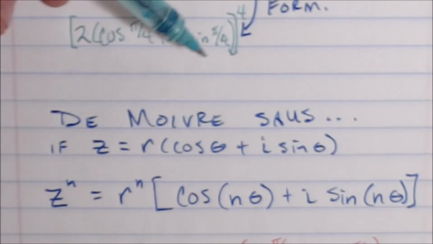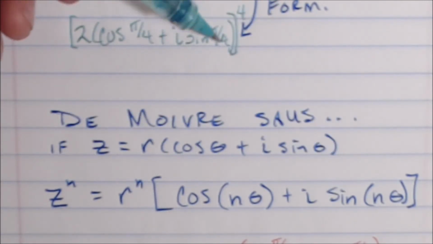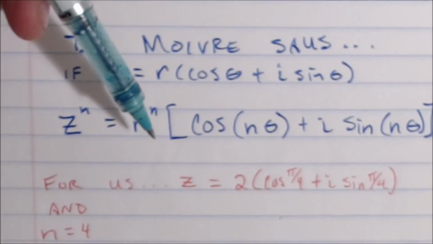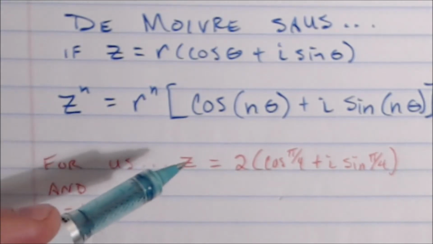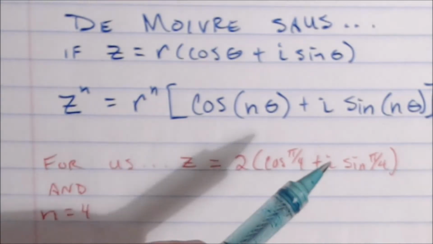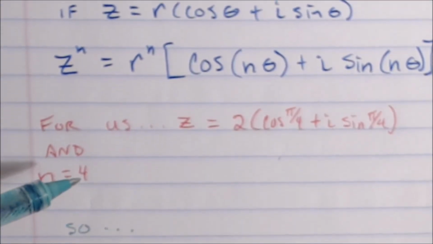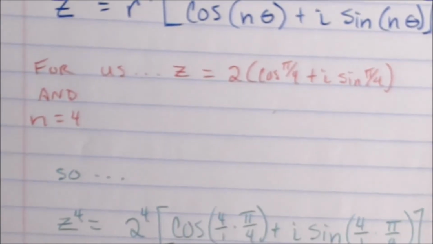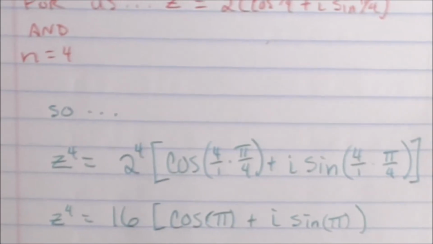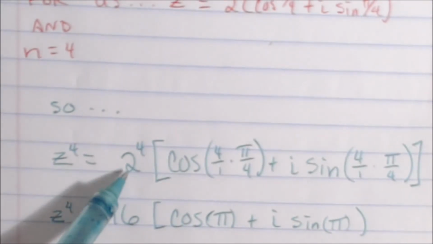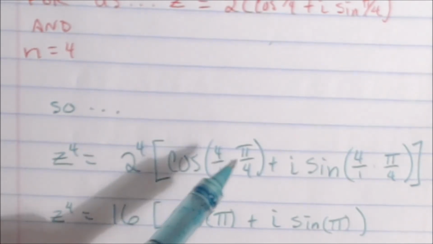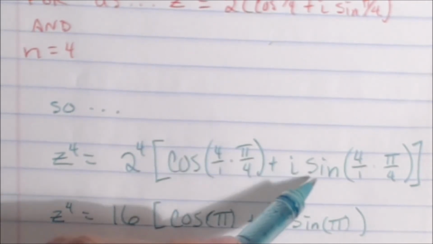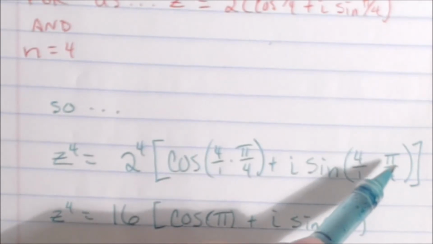So in our case, we were talking about the 4th power, which means that n is just going to be 4. So we can go through and plug that in. For our equation, z is equal to our polar form, and n is equal to 4. So we can come down here and say that z to the 4th is simply 2 to the 4th power times cosine of 4 (I made it 4 over 1 to make the multiplication easy for me, but essentially 4) times pi over 4, plus i sine 4 times pi over 4.